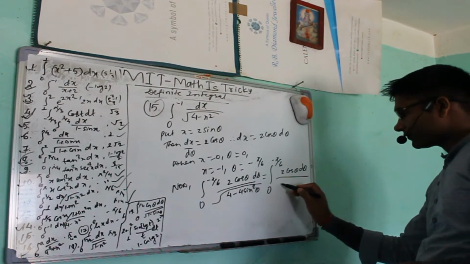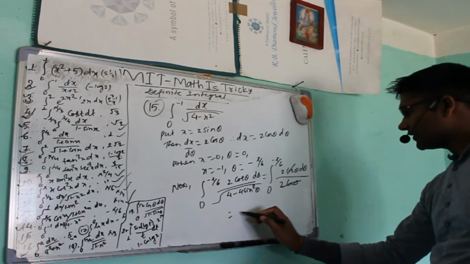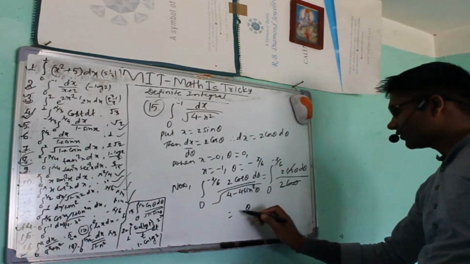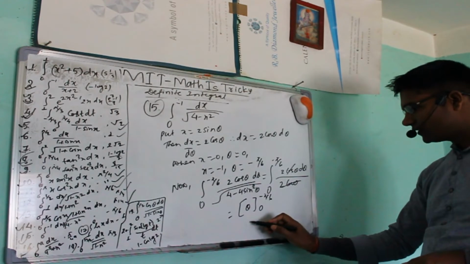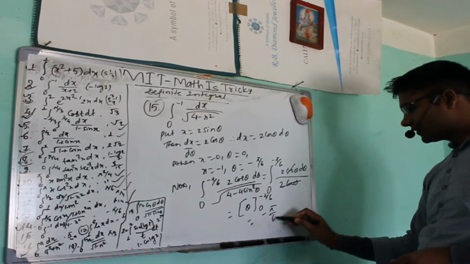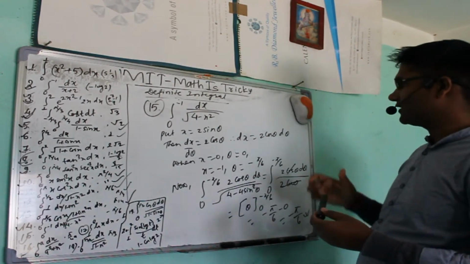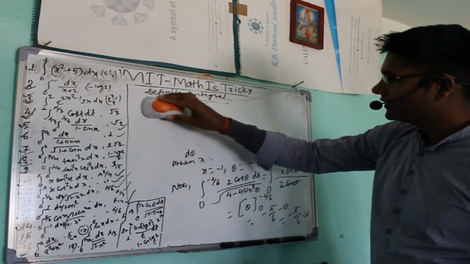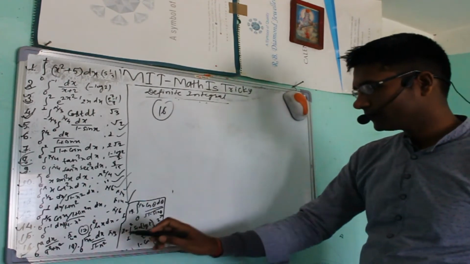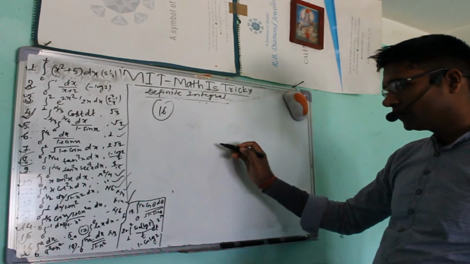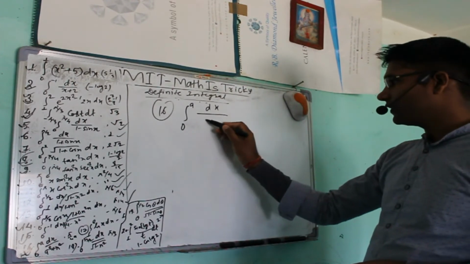Okay, and when x equals 0, so here 0 equals sine theta, so this implies theta equals 0. Similarly, when x equals 1 by 2, 1 by 2 equals sine theta, and sine means it is here sine 30 degree, so we can write sine pi by 6, so here theta equals pi by 6.